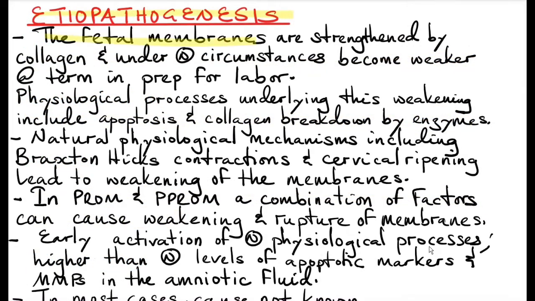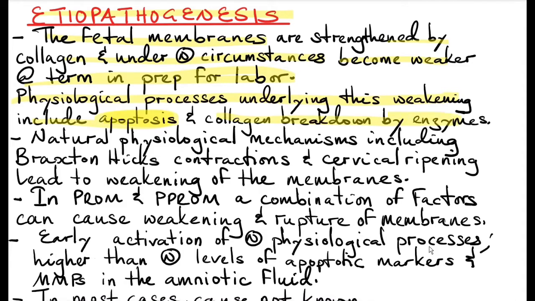Etiopathogenesis. The fetal membranes, that is the amniotic sac, which is made up of the inner amnion and the outer chorion, are strengthened by collagen, which under normal circumstances becomes weaker at term in preparation for labor. So only at term should the fetal membranes become weak. If the patient is not yet nearing term, the fetal membranes are supposed to be strong. Okay, so the physiological processes underlying this weakening include apoptosis. Apoptosis, if you remember in your pathology, is self-destruction. And there's collagen breakdown by enzymes like MMP.